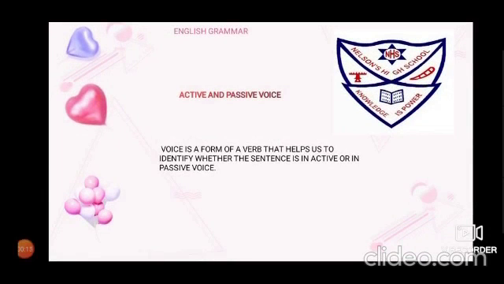Let us begin with English grammar. Today's topic is active and passive voice. But before we begin, as usual, we'll clear the terms. The very first term: voice. What is a voice? Voice is a form of a verb that helps us identify whether the sentence is in active or passive voice. In the next slide, we'll clear the difference between an active and a passive voice.